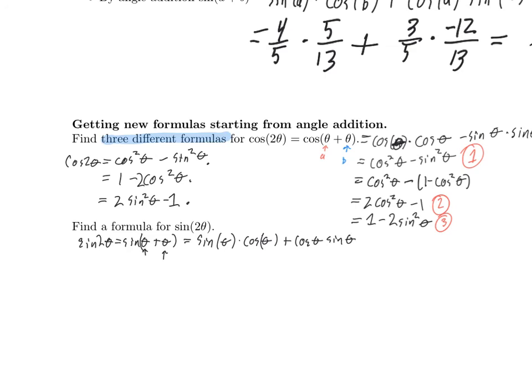Oh, hey, look, that's just sine times cosine plus sine times cosine. It doesn't matter what order you do multiplication in. A thing added to itself is just 2 times that thing. This is 2 times sine theta cosine theta. So there's the double angle formula for sine.